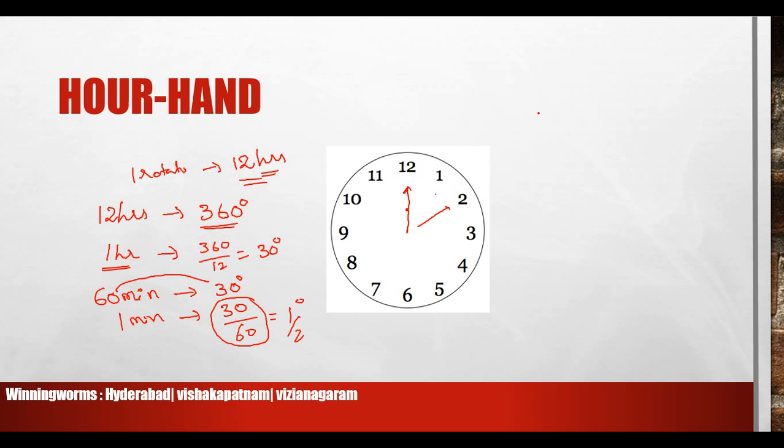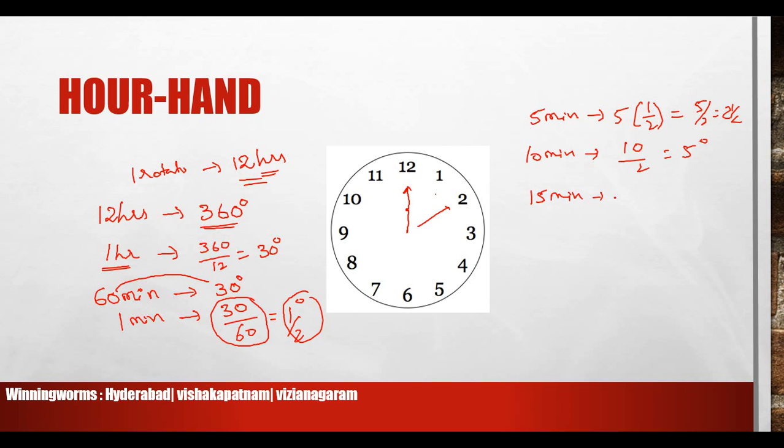Now let us see. In 5 minutes, our hand will cover how many degrees? Simple. For every minute it is covering half a degree. In 5 minutes it will cover 5 into half, which is nothing but 5 by 2, that is 2.5 degrees. In 10 minutes, 10 by 2, that equals 5 degrees. In 15 minutes, 15 by 2 equals 7.5 degrees. In x minutes, our hand will cover x by 2 degrees.